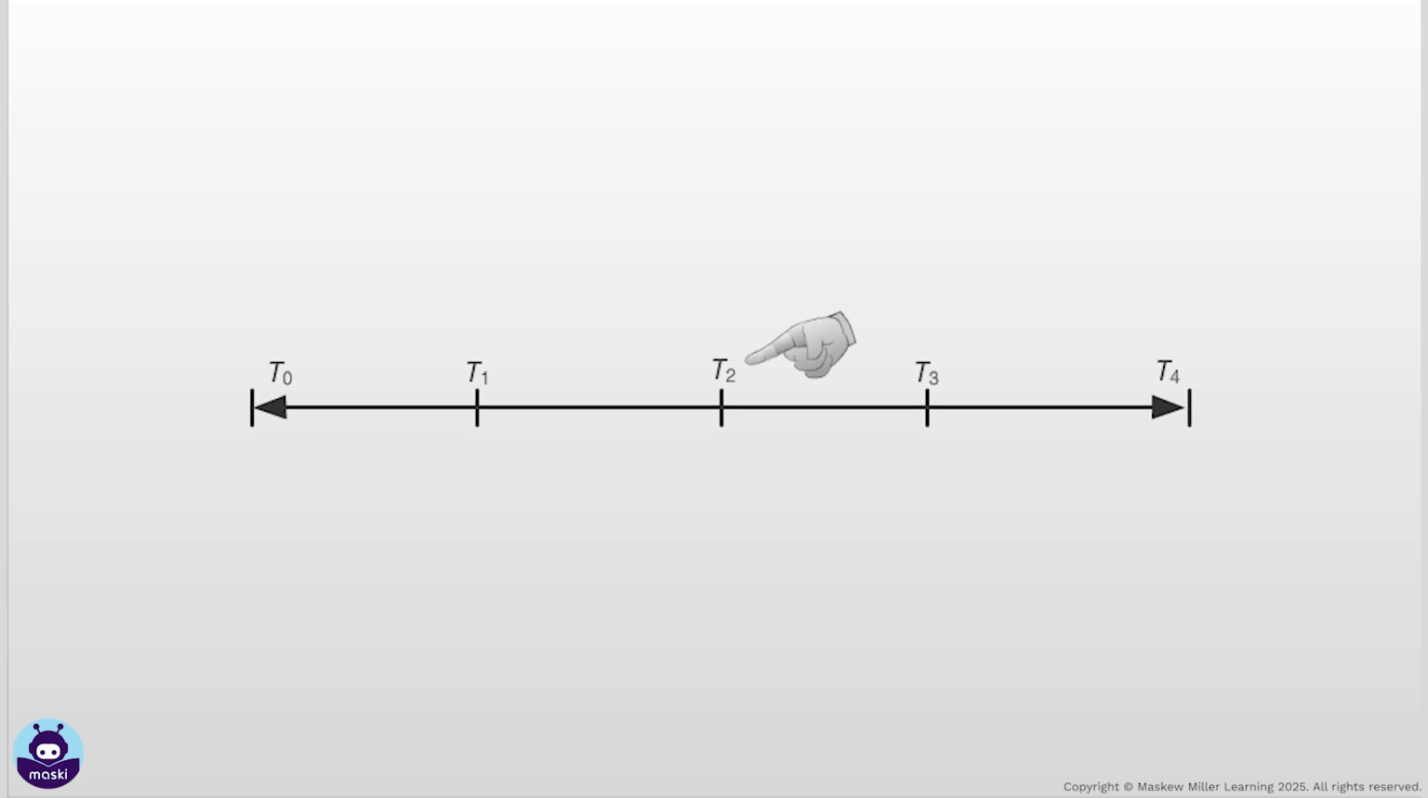T2 represents the end of the second year and the beginning of the third year. T3 represents the end of the third year and the beginning of the fourth year. T4 represents the end of the fourth year and the beginning of the fifth year.